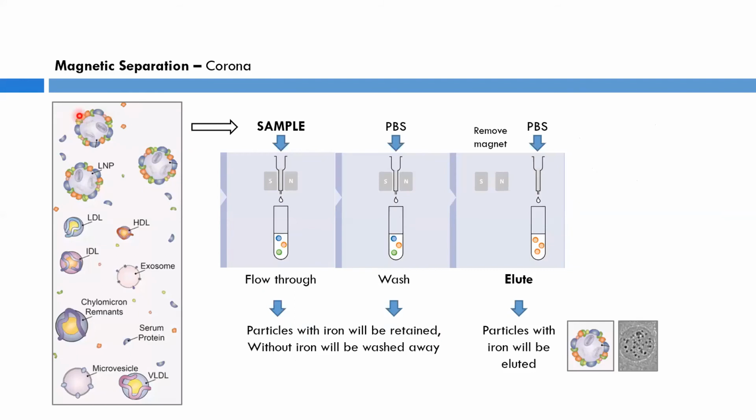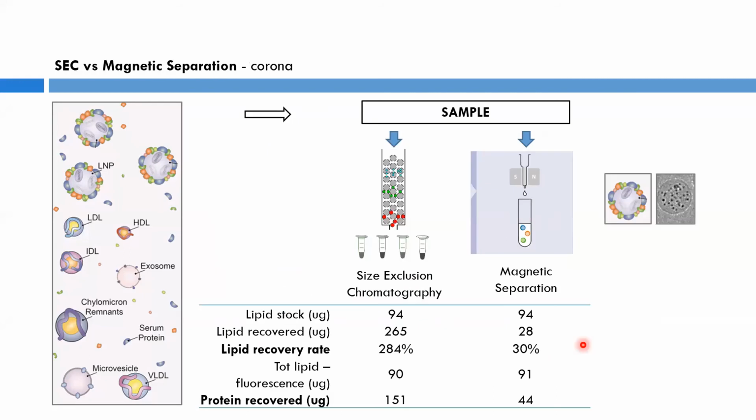So these magnetic particles were incubated, in this case in human serum, and after this incubation, the corona nanoparticle complexes were run again through a magnetic column. And theoretically, all the proteins and lipoproteins which are not magnetic should be washed away, whereas the nanoparticles with their corona should be retained in the column and then eluted here. And this is exactly what happens. And it's even more obvious when this technique is compared to size exclusion chromatography.